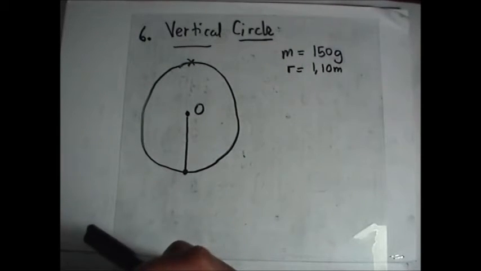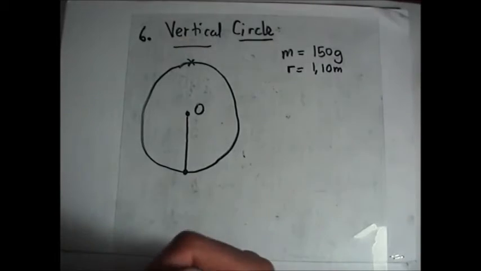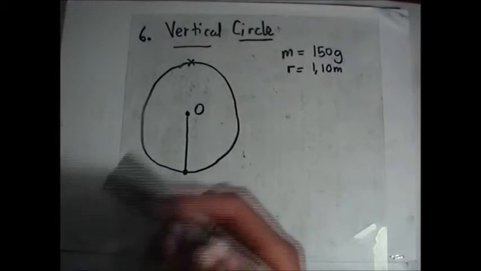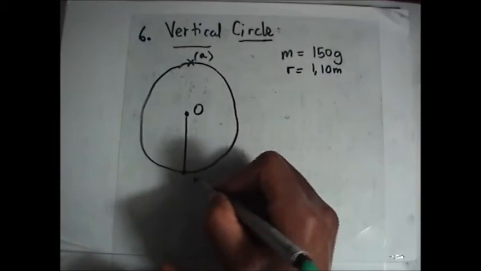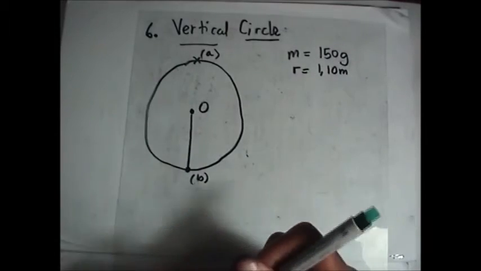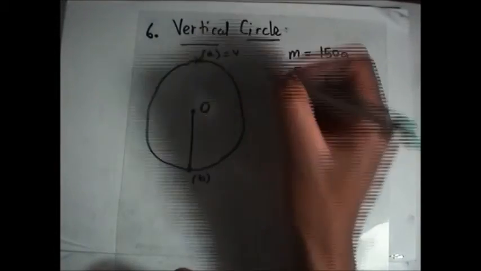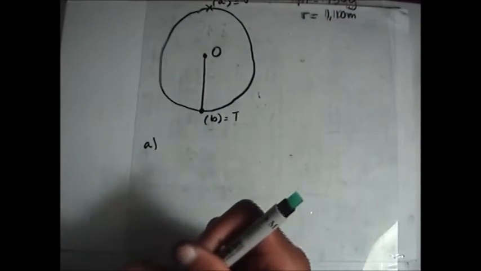Part B is saying calculate the tension in the cord at the bottom of the arc, assuming the ball is moving at twice the speed of the part in A. So this is part A, and part B is considering this point. We want the tension in this part. Here we want the minimum speed, so here we need the speed. Here we need the tension. Let's jump right into it and explain what is going on.